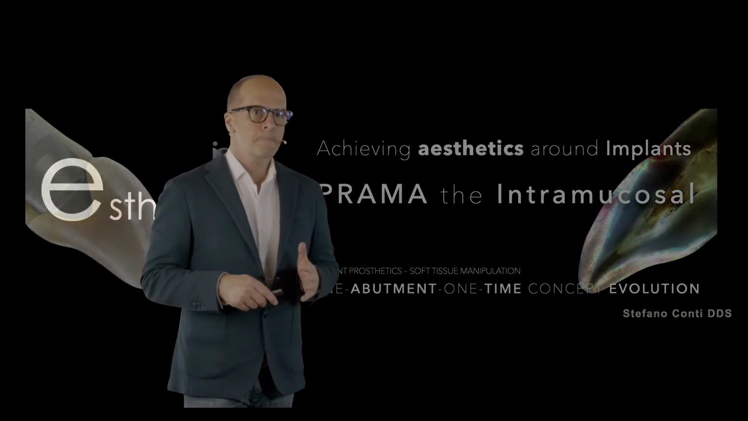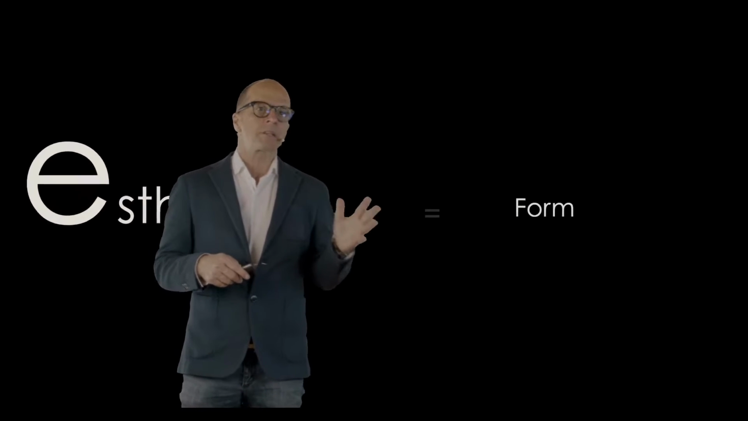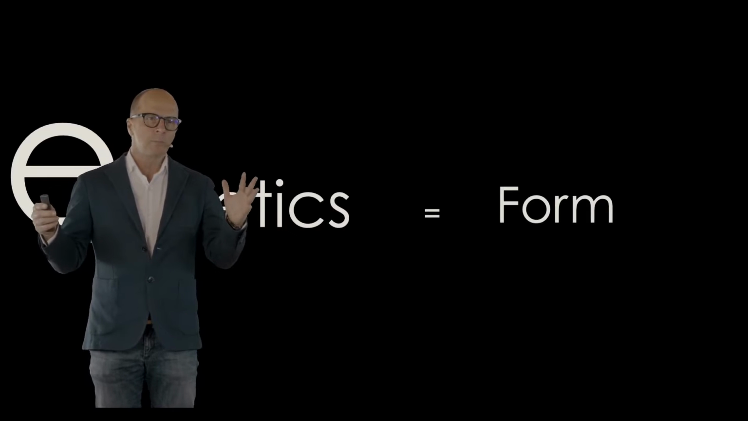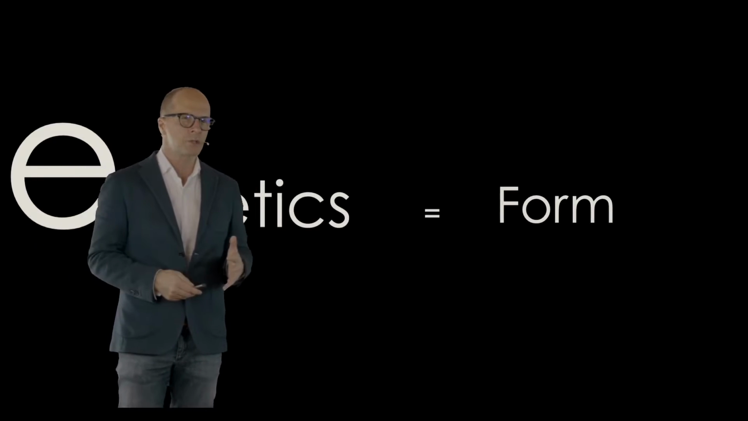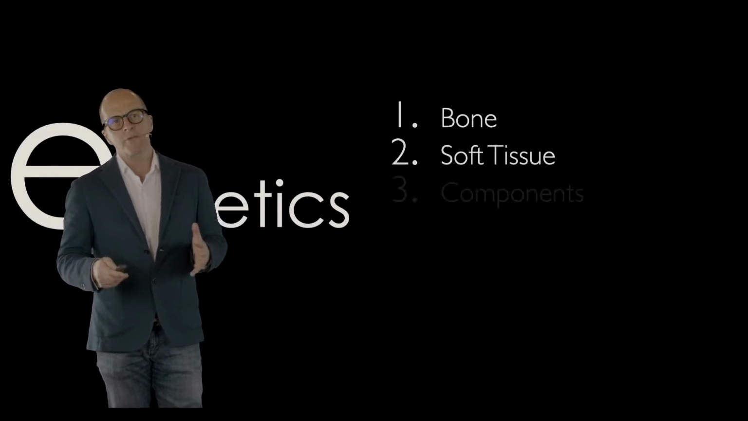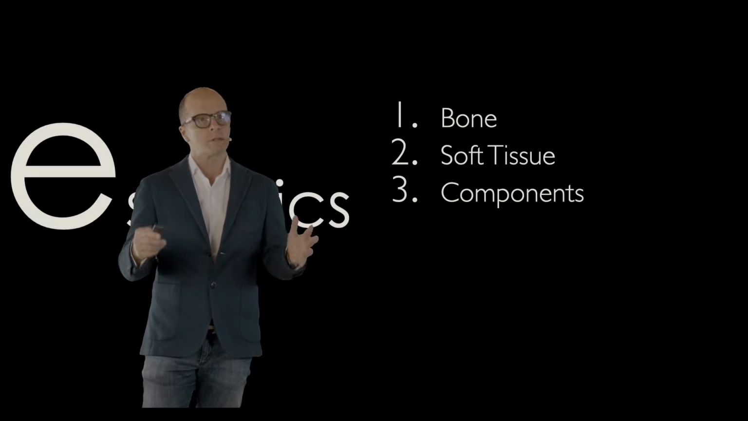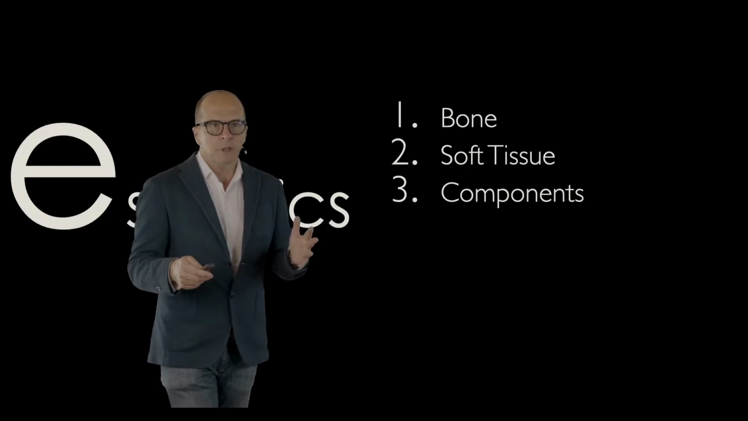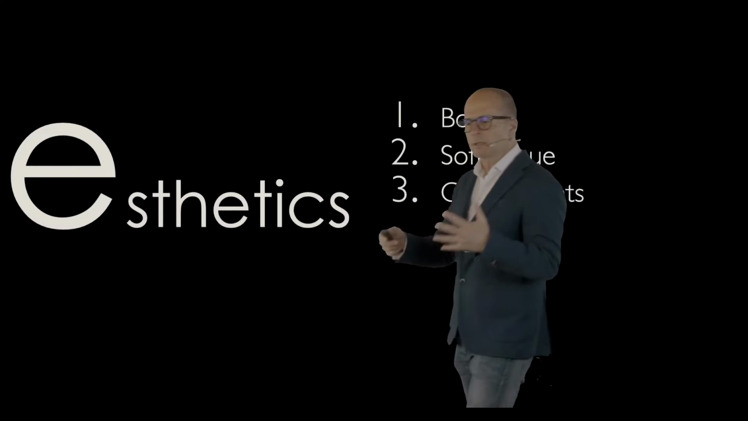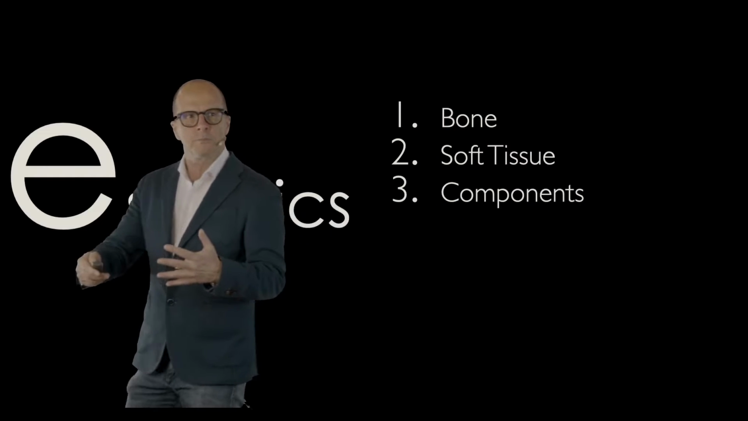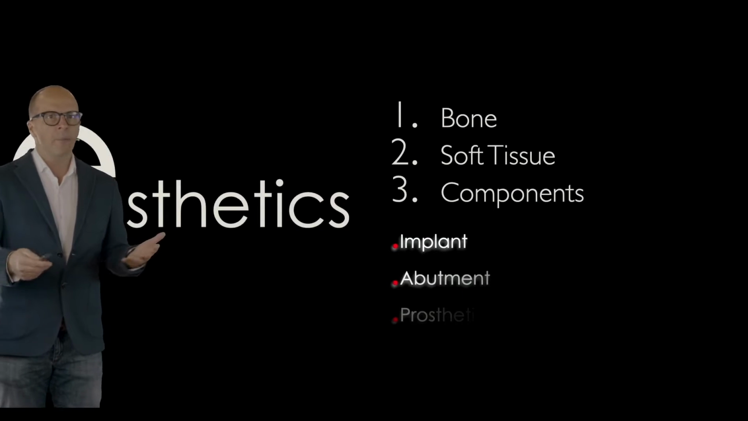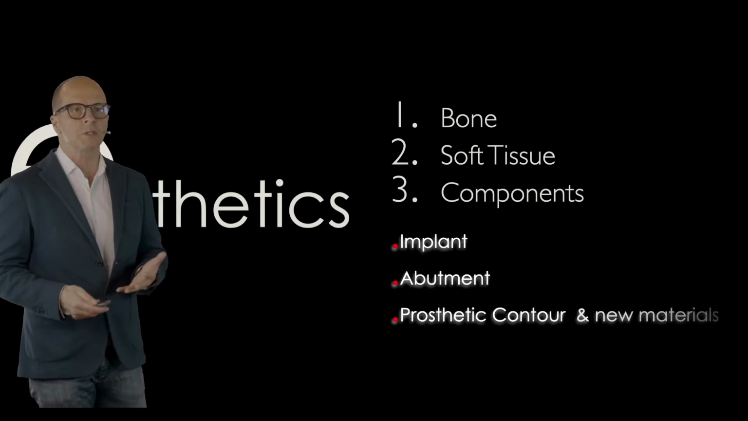A new concept in achieving aesthetics around implants. Anytime we think about aesthetics around implants, we should think about the form and the volume. Missing the tooth, we'll be missing bone and soft tissue. So we should know how to manage the bone, but even more importantly, we should know how to manipulate the soft tissue. But then the components as well are key to understand how to recreate the ideal volume, the ideal aesthetics: the implant, the abutment, and then prosthetic contours with new materials.